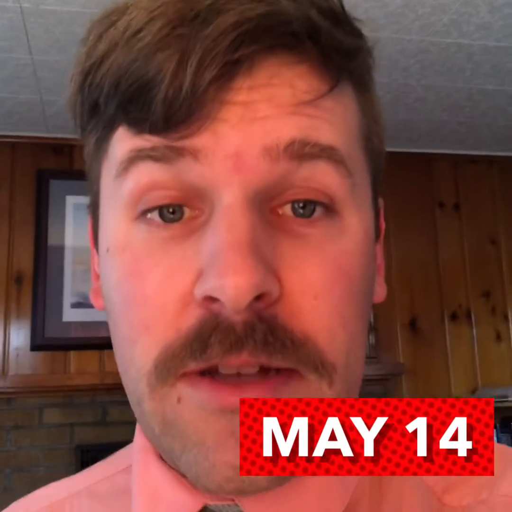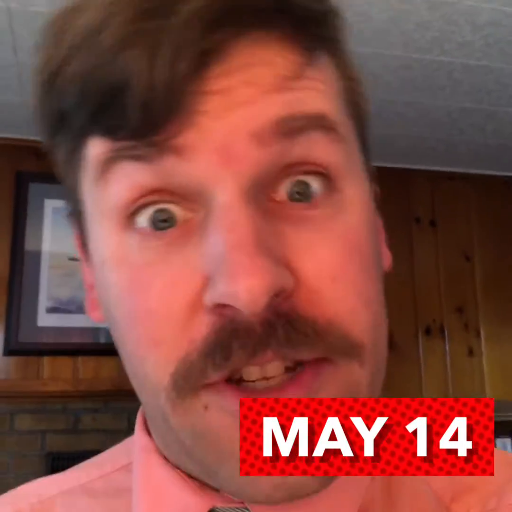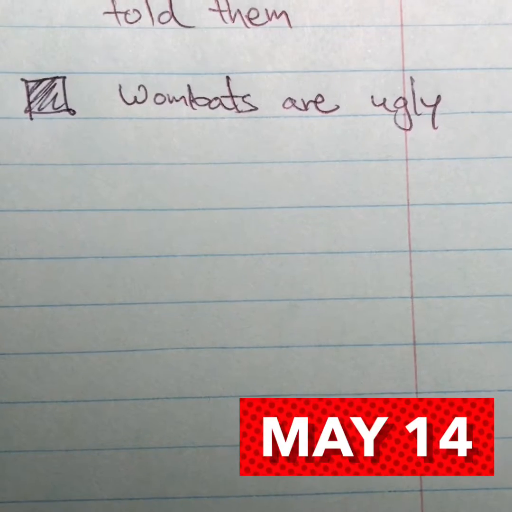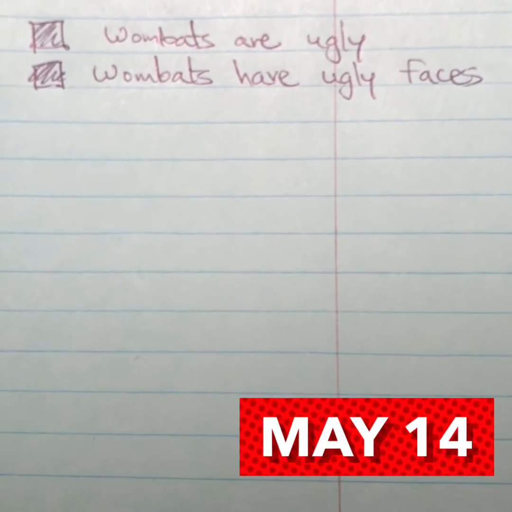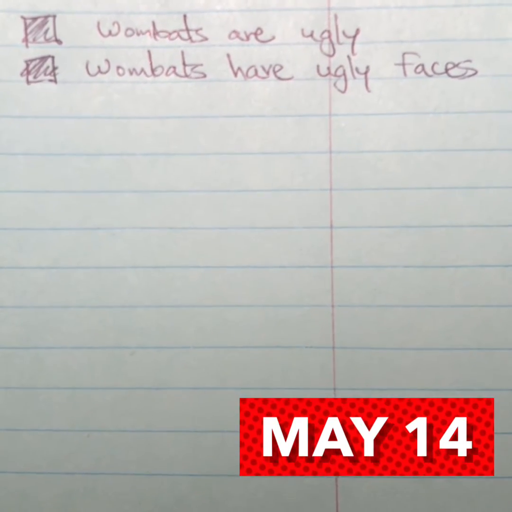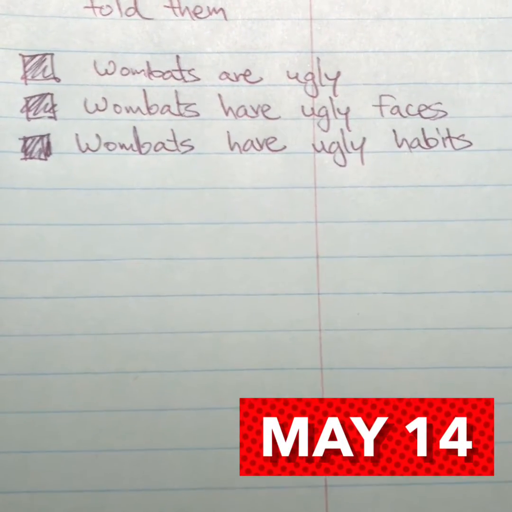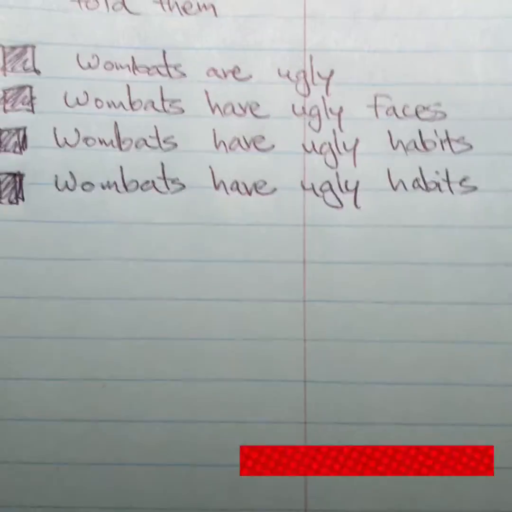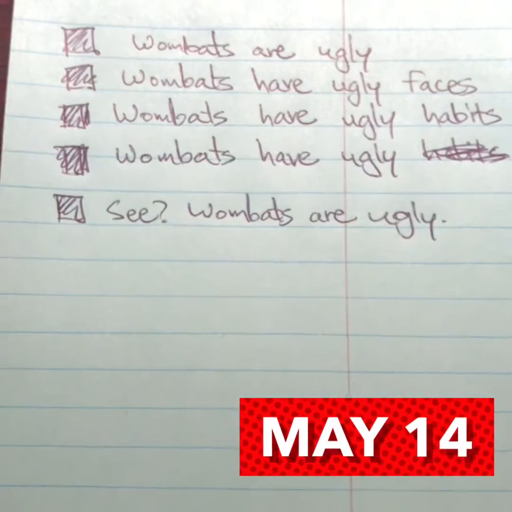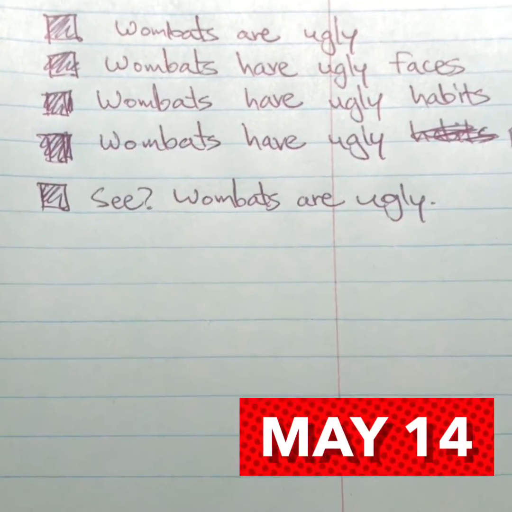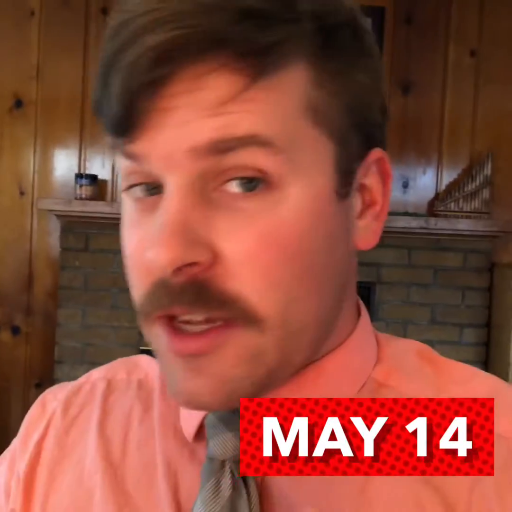So again, using the example of an essay on wombats. In my introduction, I tell people that wombats are ugly. In my first paragraph, I tell them that wombats have ugly faces, right? So that's one aspect of their ugliness. Second paragraph, I talk about how wombats have ugly habits. Third paragraph, I read about how they have ugly... Oh, wait, I already wrote that. In my third paragraph, I tell my audience about how wombats have ugly personalities. And then in my conclusion, I'll just restate what I said in the introduction, which is, see, wombats are ugly. So the idea of ugliness permeates the entire essay.